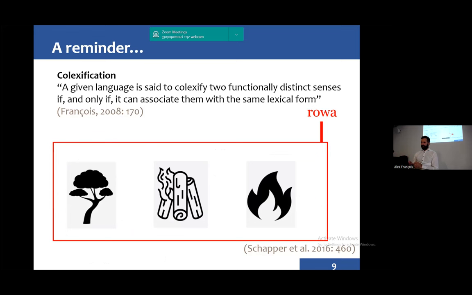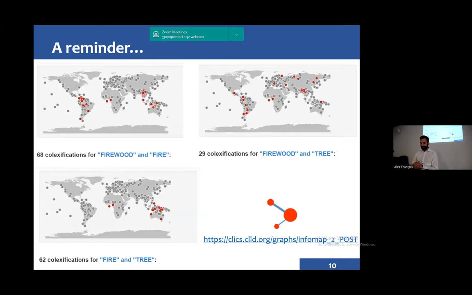Now, if we check the database CLICS, which includes colexification data from approximately 3,000 language varieties, we may see that firewood and fire are colexified 68 times, and the red dots represent this colexification. And 29 colexifications we see for firewood and tree, and 62 for fire and tree.